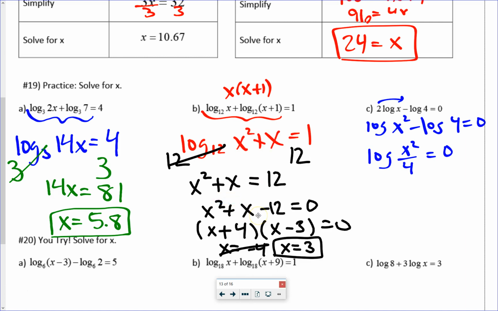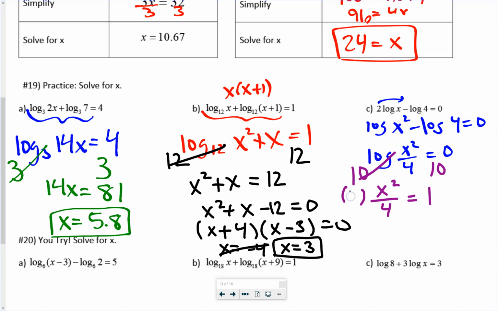Where did 10 come from? I don't see a 10. What is this called? Common log. Good. Base of 10 to both sides, so that one is gone now. We have x squared over 4 is equal to 1. Beautiful. How do I undo a fraction? Multiply by the denominator. I get x squared equals 4. How do I undo a square? Square root. We get x equals 2 and, good, negative 2.